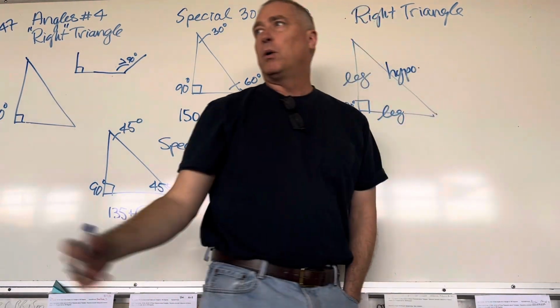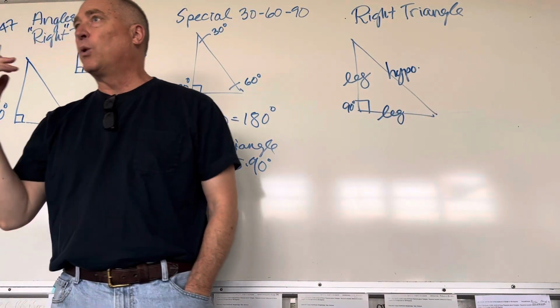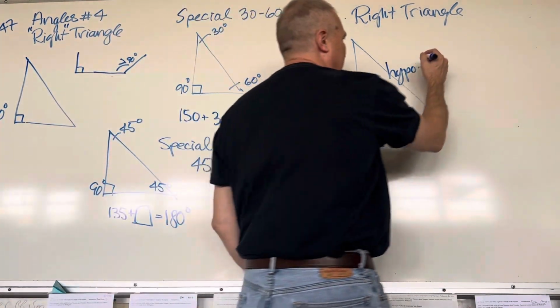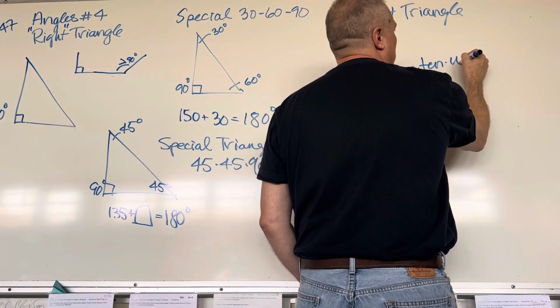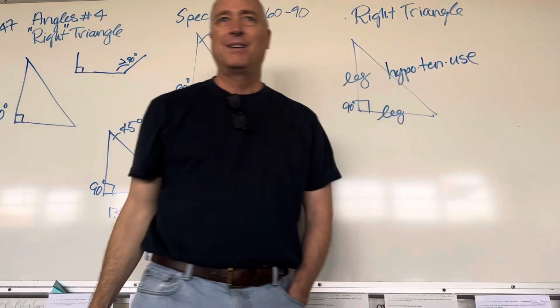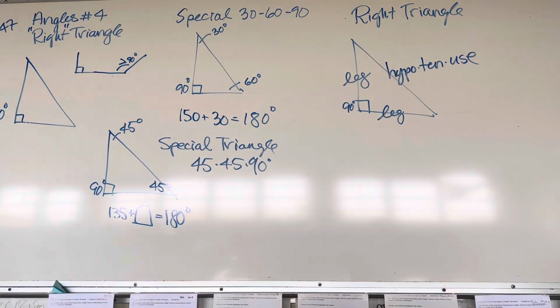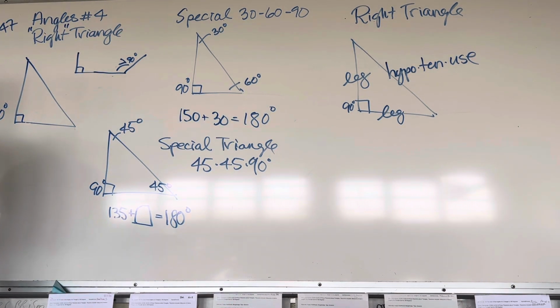Everybody say hypo. Hypo. Say the word ten, T-E-N, and then the word use, U-S-E. Hypotenuse. That's how you spell it, but that's not how we're going to say it. You're going to say hypotenuse. Say it again, hypotenuse.